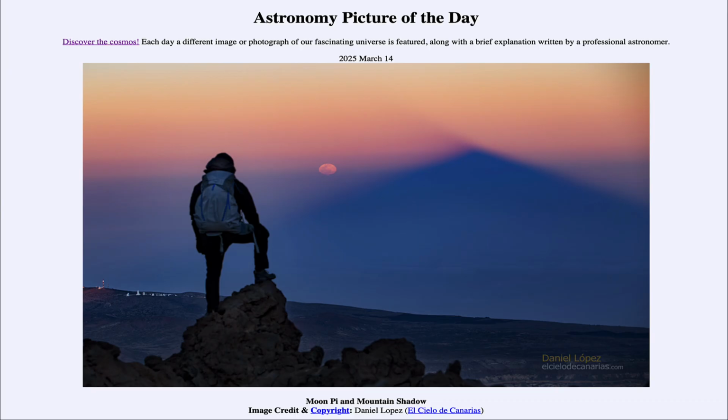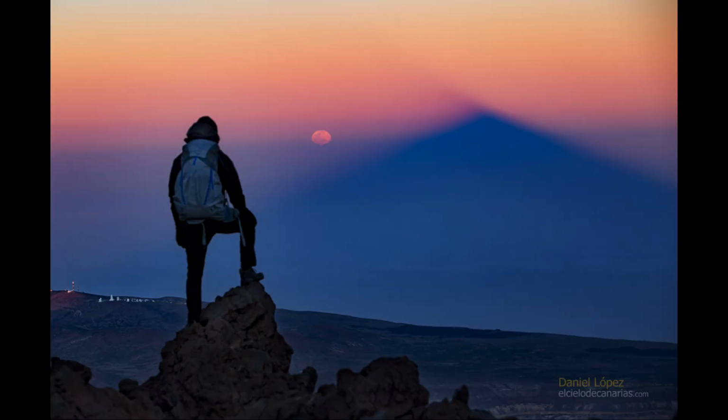Today's picture for March 14th of 2025 is titled Moon Pie and Mountain Shadow. So what do we see here? Well, here we see a person standing at the top of a mountain looking out in the distance and watching the moon rising off in the distance.